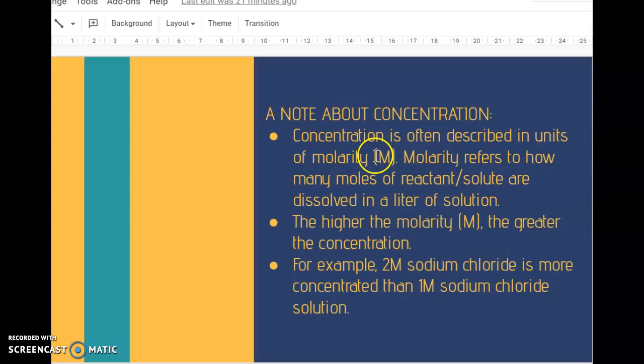13, so this is just notes about concentration here. So concentration is often described in units of molarity. This refers to how many moles of the reactant are dissolved in the solution, the liquid solution. The higher the molarity, the greater the concentration. So 2 molar sodium chloride is more concentrated than 1 molar sodium chloride. So that's a saltwater solution. So 2 molar is greater than 1 molar in that saltwater solution.